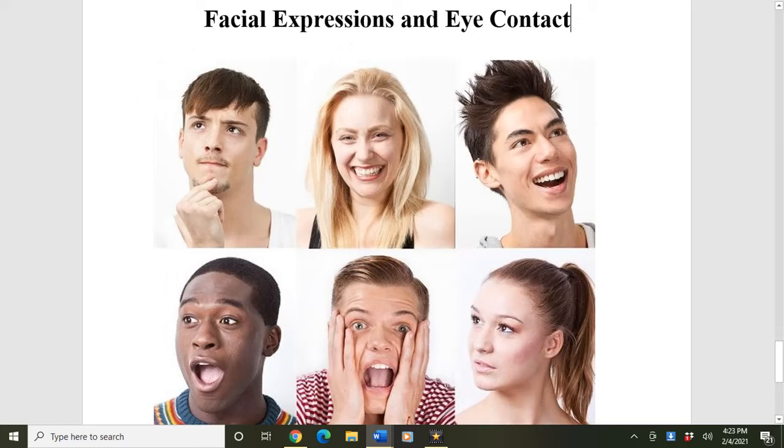So the next category that I want to talk about is facial expressions and eye contact. If they say that the eyes are the windows to the soul, someone's eyes really are the best way to tell how they're really feeling. We look at these pictures: is that guy confused? Is the woman really happy, or is she nervous? Is the guy in the bottom left-hand corner shocked? Is he surprised? The guy at the bottom with his Home Alone face.